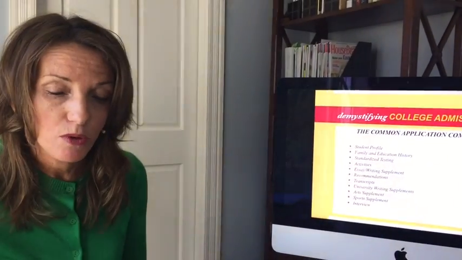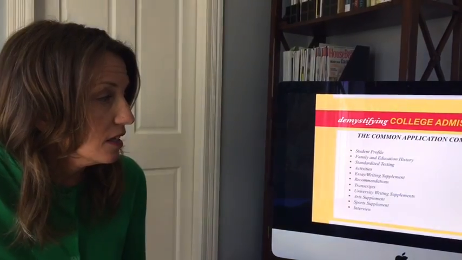The next section that we will talk about is sports supplements. Sports supplements now really don't exist that much because of club sports, because of platforms that are available for athletes, and college coaches are really in touch more with high school coaches and involved in these platforms and camps across the country. So that does not exist for the Common App, and it's much less of an issue than it may have been in the past.